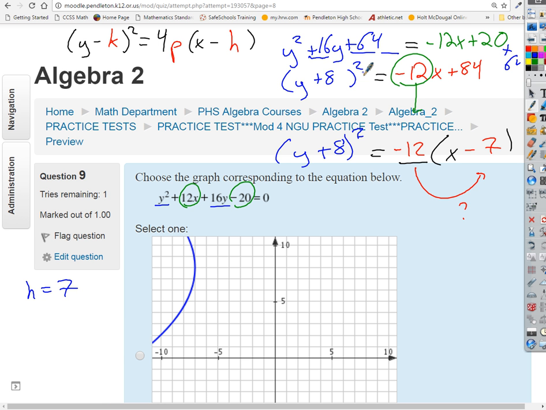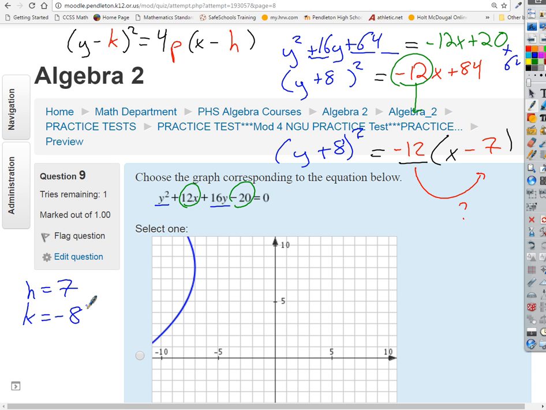So h was 7. Manuel, what's k? Going back to this line right here, compare this to our standard form. What's k? What's being subtracted from y? It's positive 8, so k has to be the opposite of that. So k is negative 8.